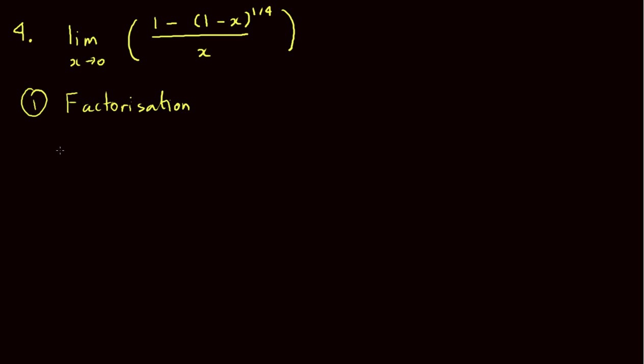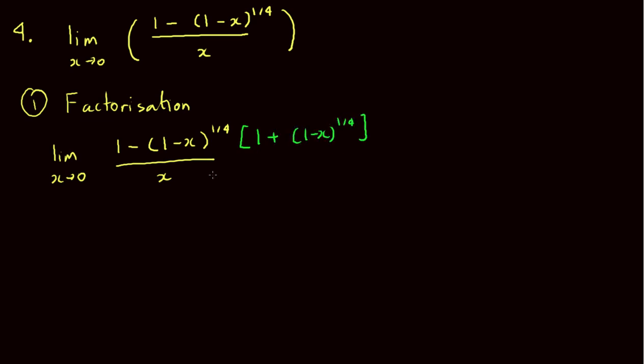Okay, so what we try to do, we have a function right here: the limit as x approaches 0 of (1 minus x) to the power 1 over 4, over x. I'm going to multiply this with 1 plus (1 minus x) to the power of 1 over 4, and the same also right here, so 1 plus.